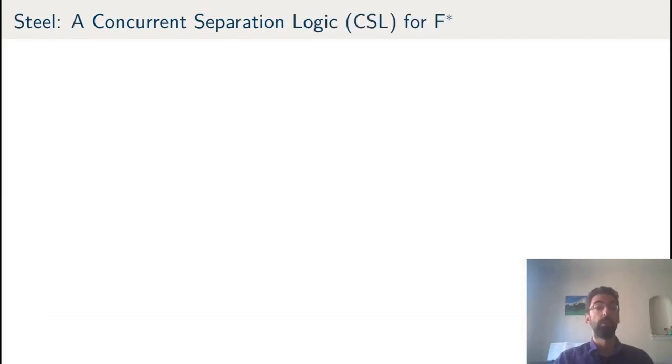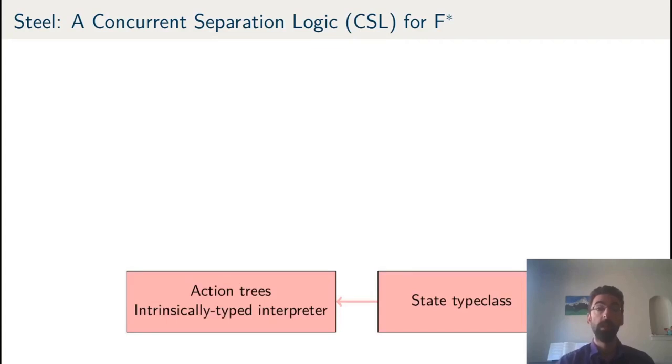To verify concurrent programs, we've been developing a framework called Steel, which is a concurrent separation logic DSL for F-star, an effectful dependently typed language designed for verification. And in this talk, I'm going to talk especially about SteelCore, which consists of the core semantics and program logic of the Steel framework. So at the very bottom of SteelCore, we have a model of computations using action trees.